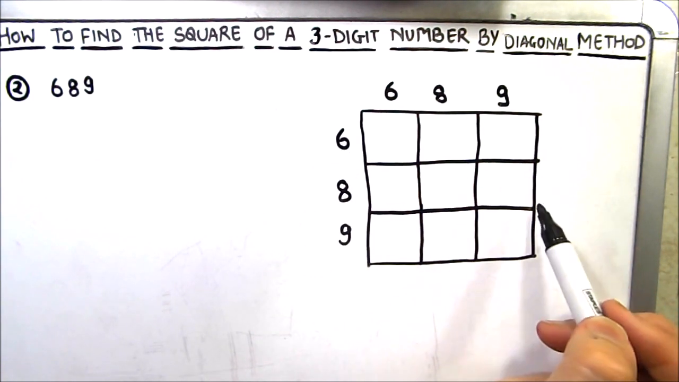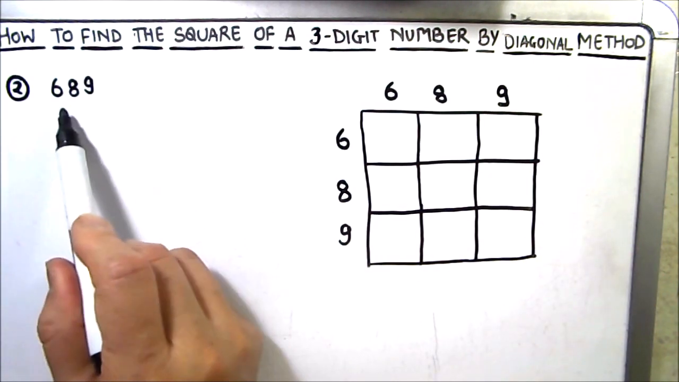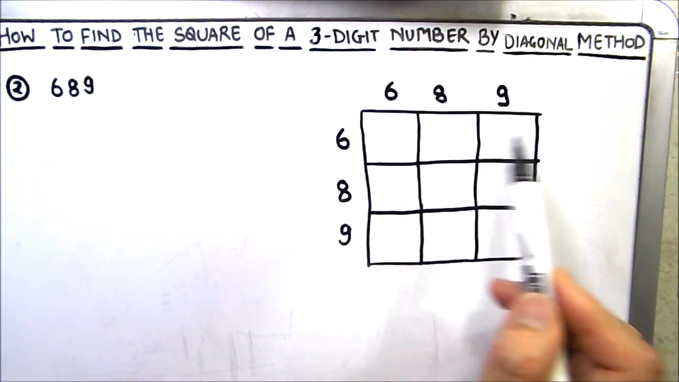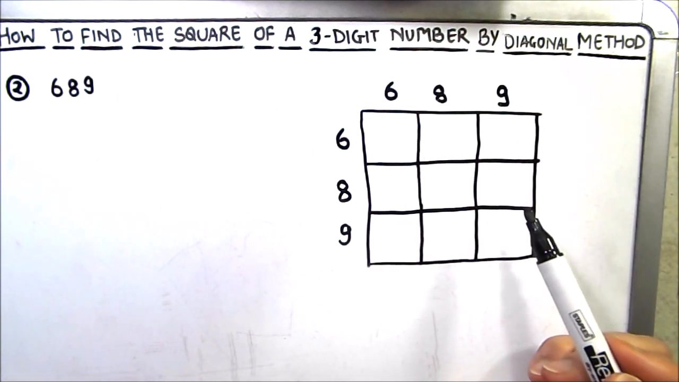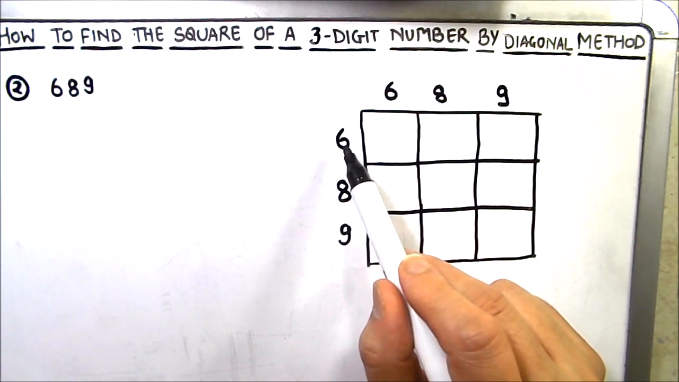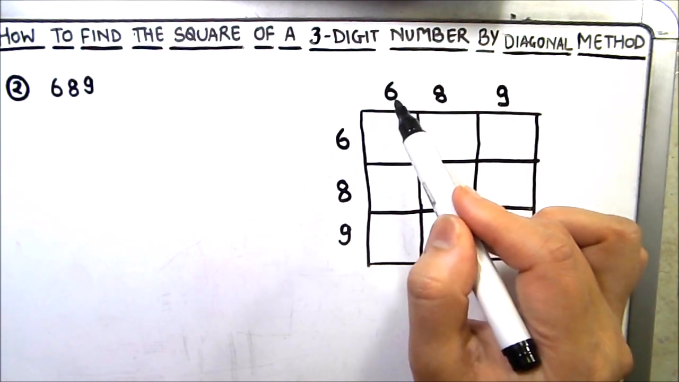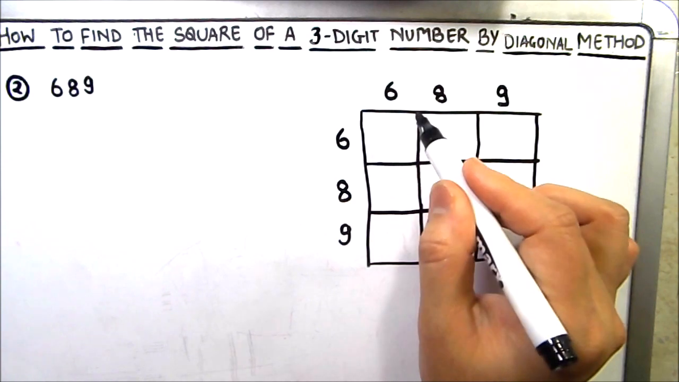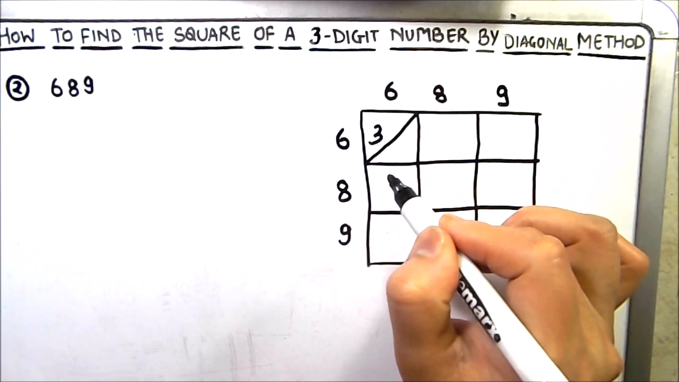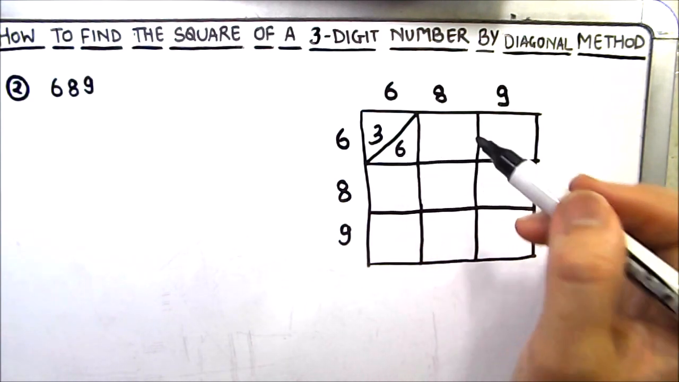Before that, make a square with 9 small squares inside, because we have a 3-digit number and 3 times 3 is 9. So we'll make 9 small squares inside a big square. Now one by one we'll multiply each digit on the left of the square to each digit on the top. So 6 times 6 is 36. It is a 2-digit number, so we'll make a diagonal and we'll write the 10's digit on top and the 1's digit in the bottom of the diagonal.